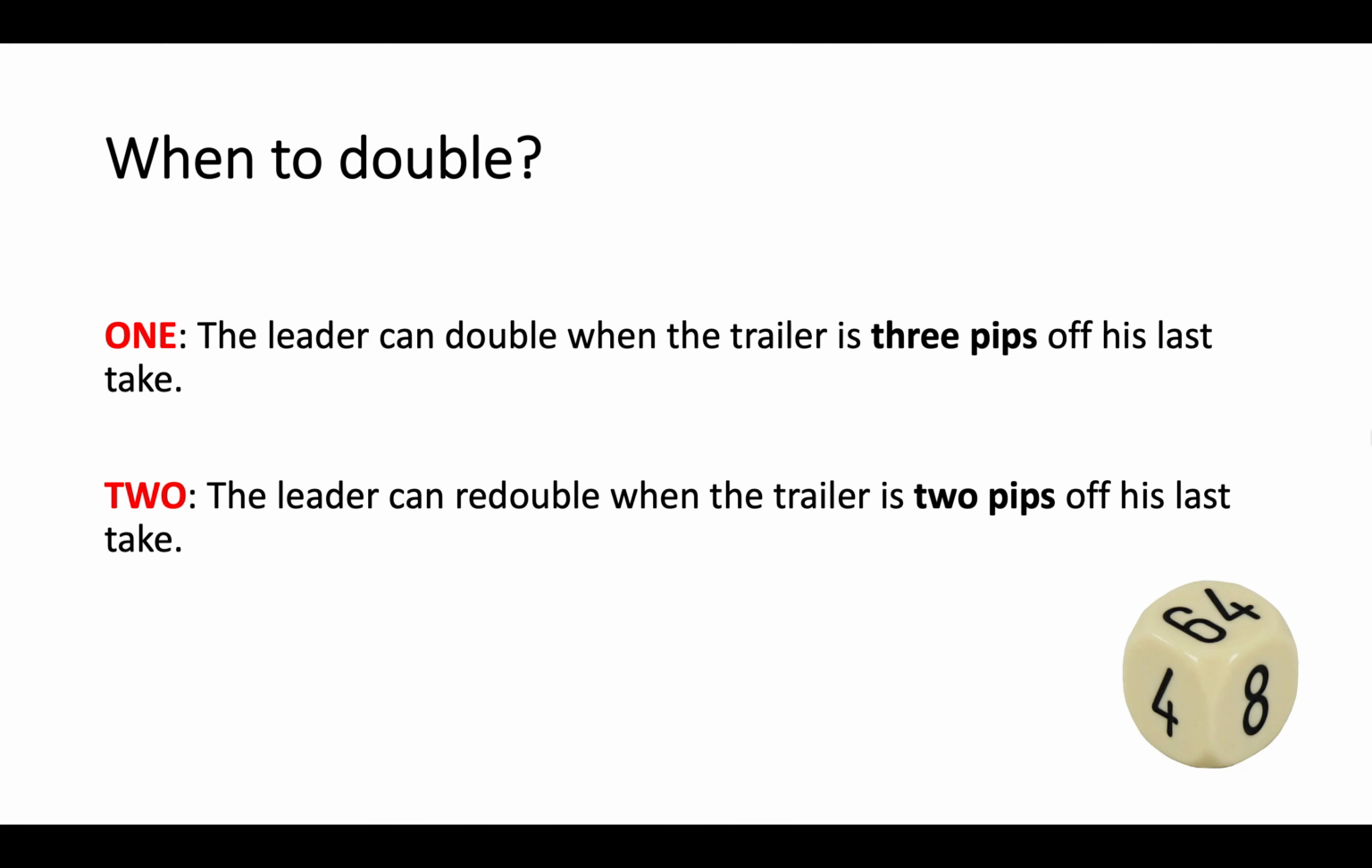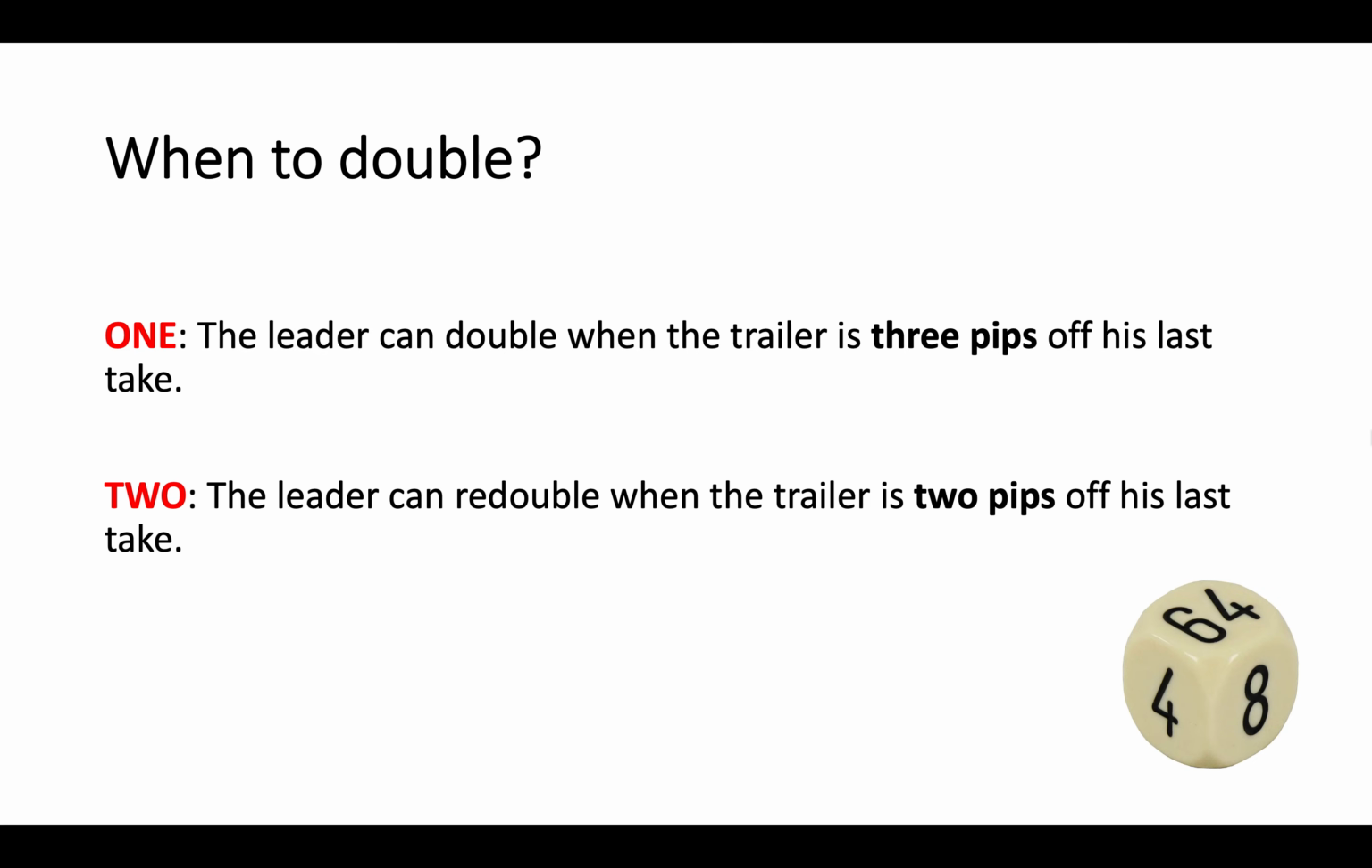Now, as well as working out when to take or pass, Trice's Rule 62 can also tell us when to double and when to redouble, which is also pretty useful. Here the leader can double when the trailer is 3 pips or more off his last take, and the leader can redouble when the trailer is 2 pips or more off his last take. So 3 pips for an initial double and 2 pips for a redouble, and we can work out the last take from doing the previous calculations. So this is useful to remember also.